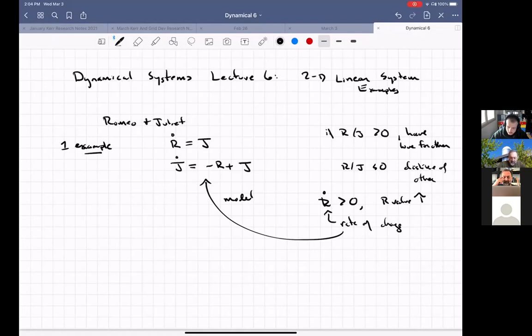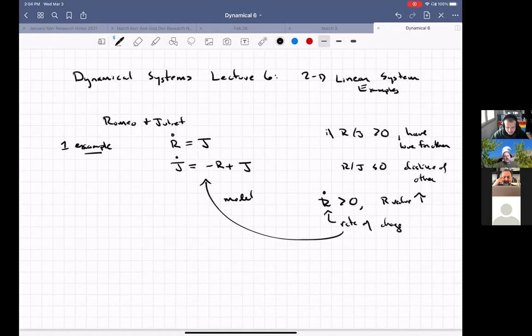So in this particular example, R dot is J. So Romeo's own feelings for Juliet do not come into account at all. If Juliet likes Romeo, Romeo likes her more. If Juliet dislikes Romeo, Romeo is turned off.